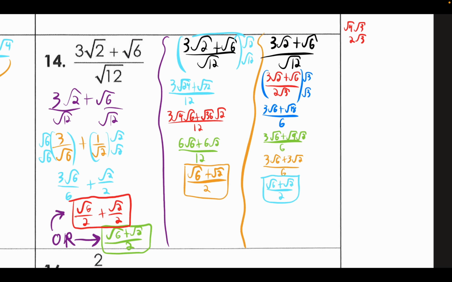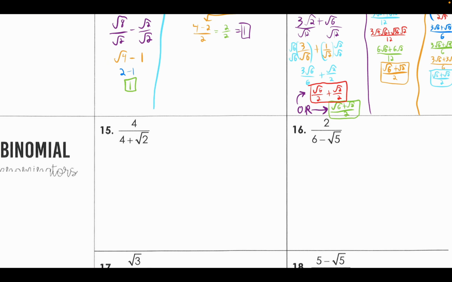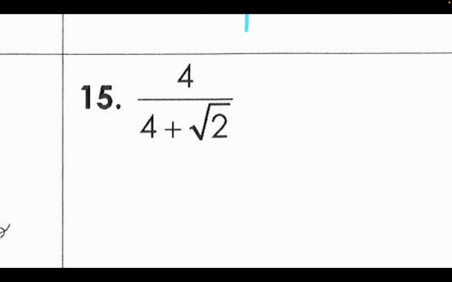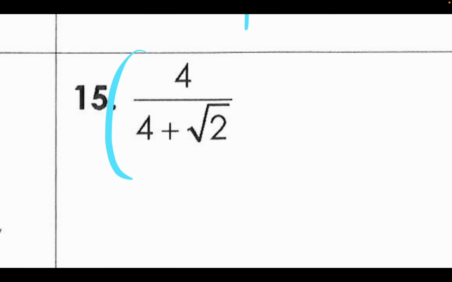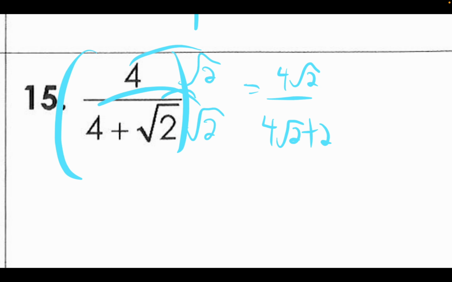Number 15. So now starting on 15 through 20, we're going to be doing binomials. So let's talk about what to do when you have a binomial like 4 plus square root 2, okay? Now, don't write this down, but essentially what I want you to get from this is if you were to multiply the top and bottom by the square root of 2 here, it wouldn't go well. And by that I mean it wouldn't accomplish your goal. So you would get like 4 square root 2 over 4 square root 2 plus 2. And shoot, you still have a radical on the bottom.